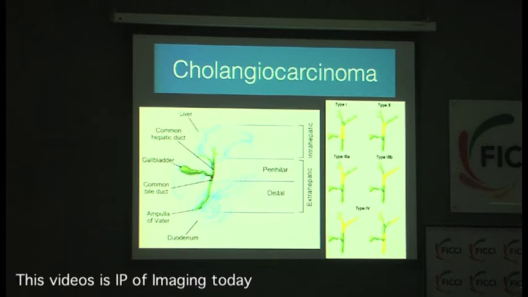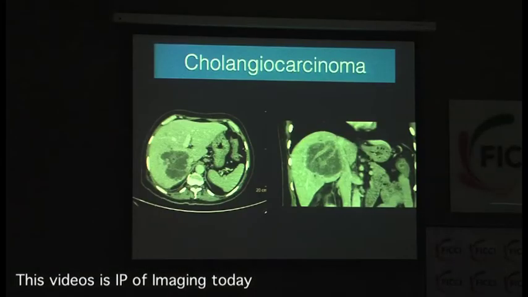The distal part we are not really going to be concerning ourselves with. And this is the Bismuth classification, which you are all aware of. If you are not, then you can look it up on the net. It's not very difficult. So that's a patient who has a cholangiocarcinoma. I am not going to show you all the phases. It's diagnosed, it's a cholangiocarcinoma. Now the surgeon is asking me, what should I do with it? Can I take it out?